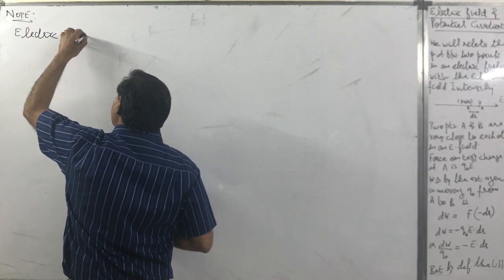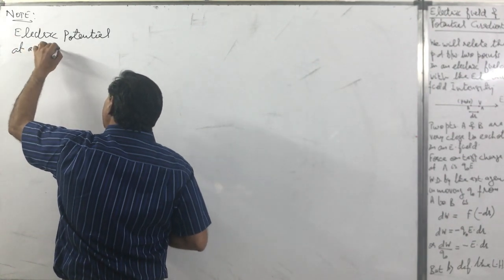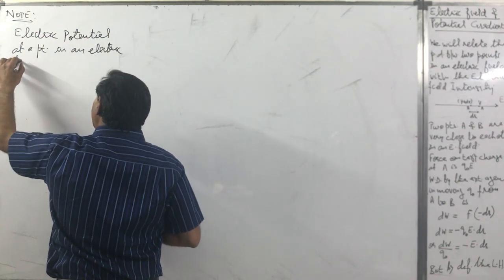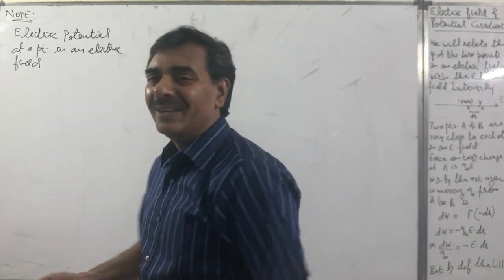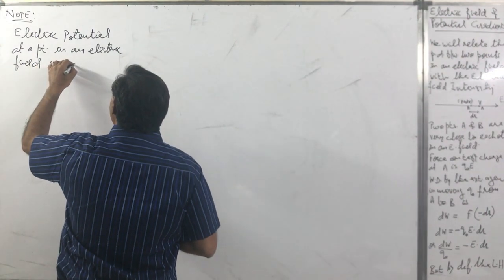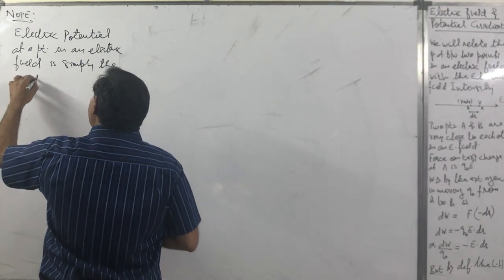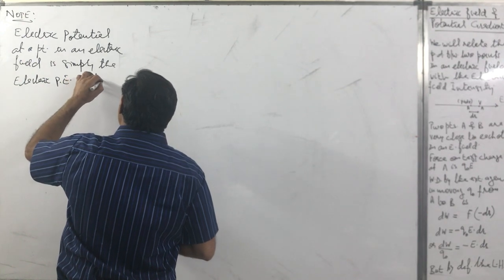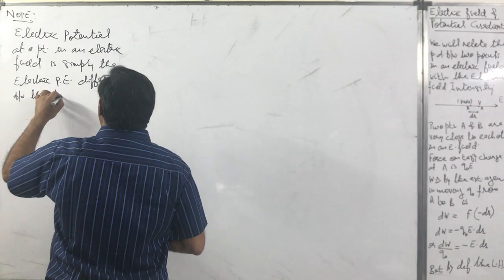Electric potential at a point in an electric field. No doubt it is the work done to move a unit positive charge from infinity to that point, keeping the charge in equilibrium. It is simply the electric potential energy difference between the two points.